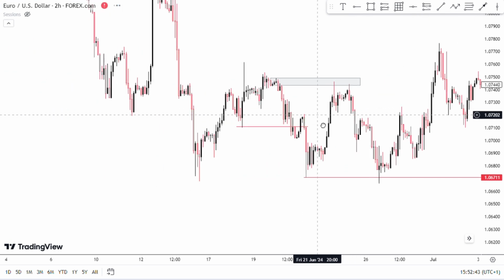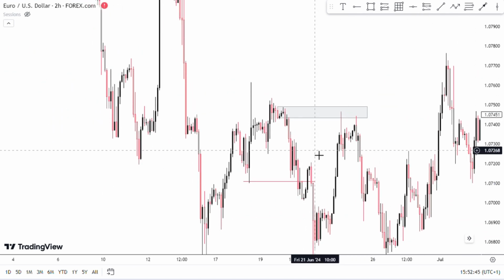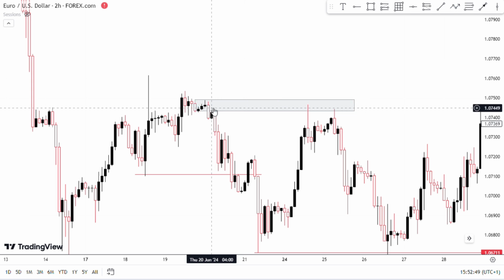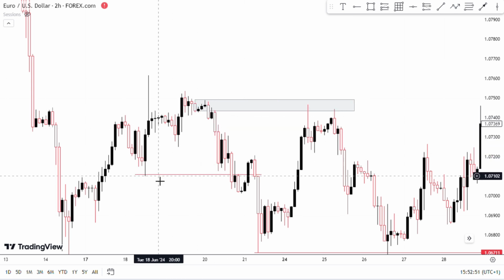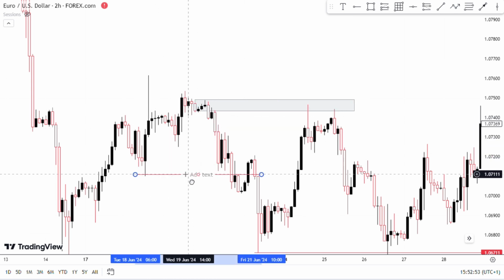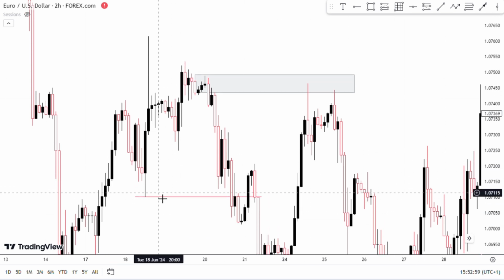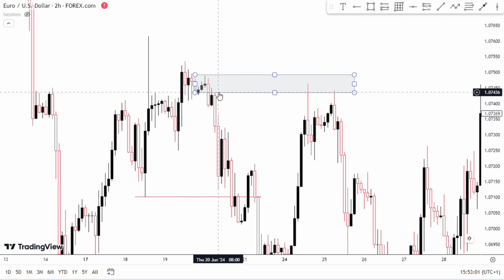So on this 2-hour time frame, if we look at this particular movement from this high, did price end up breaking any low here? No, price did not break any low. This is the only low that price ended up breaking, this low here. So on the 2-hour time frame, price did not break any low.